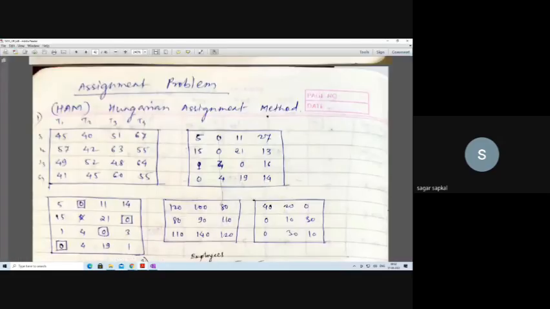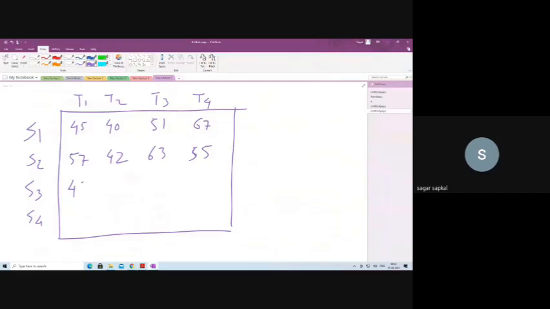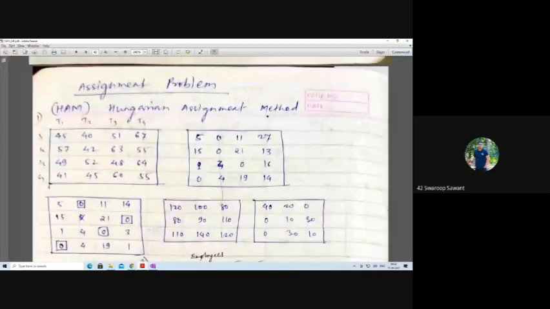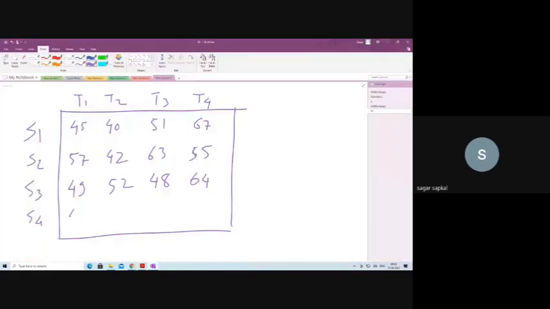And what is the next row? 49, 52, 48, 64. What is the next? 41, 41, 45, 60.